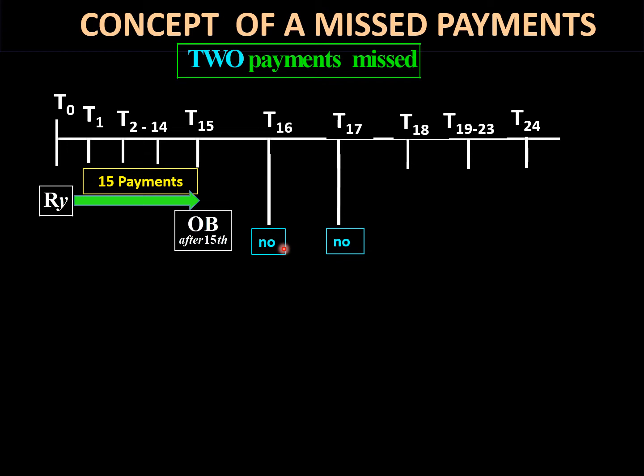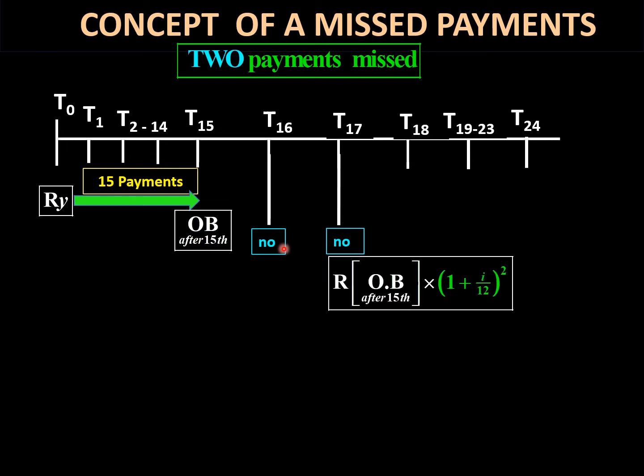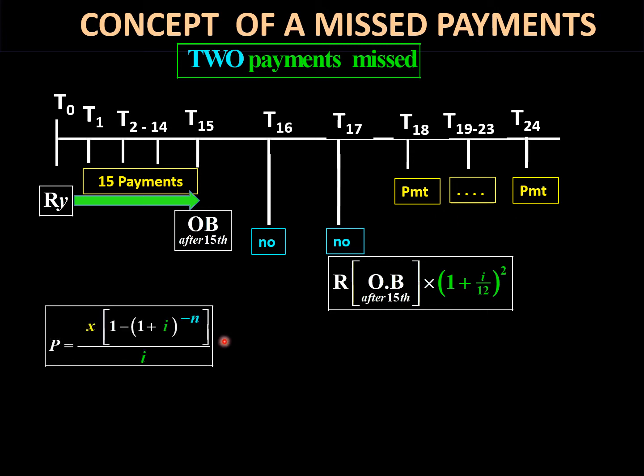But that outstanding balance doesn't stand still. It's growing. So for 2 months it has to grow. Whatever balance you had there has to grow for 2 months, and that's I over 12 because it's compounded monthly. And then you start making your new payments. You carry on with payment number 18, 19, up to 23. You don't add another 2 payments in there because you want to stick to the original 24 months. So that will be an increased payment, and because this is a loan, we'll use a present value.